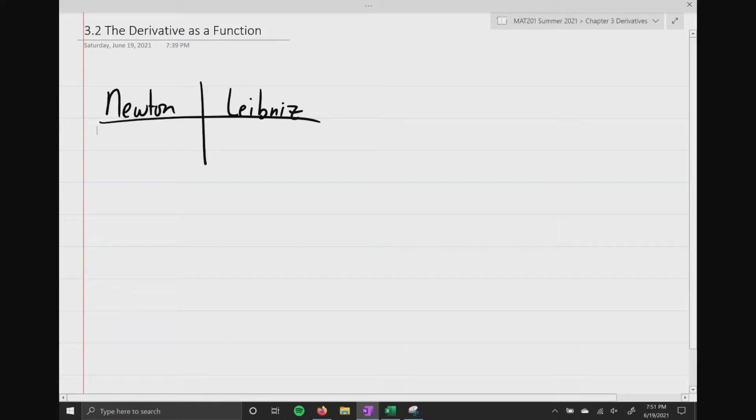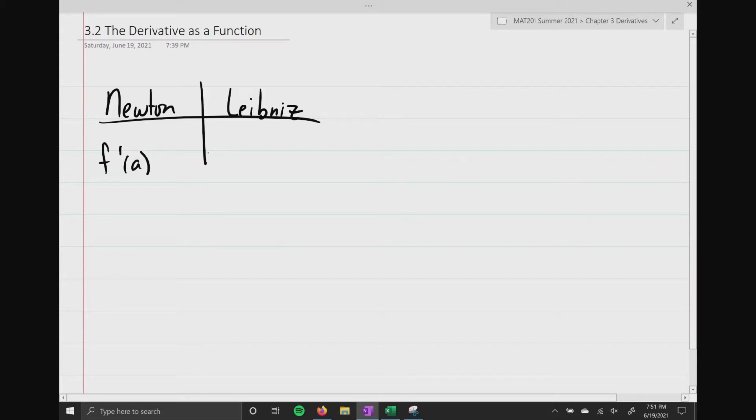All right, so in the next section, 3.2, the derivative as a function, we're going to encounter a new way to write the derivative in terms of notation. Just to recap real quick, Newton loved the notation f prime of a. Well, there was another mathematician around the same time that also contributed tons and tons of knowledge to the field of calculus, and that mathematician's name is Gottfried Wilhelm Leibniz.